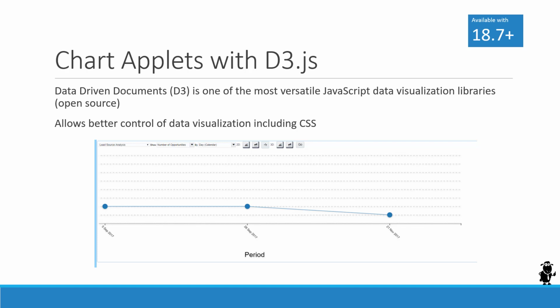On the JavaScript side of 18.7, Oracle provided the library called D3, or Data-Driven Documents, which is one of the most versatile JavaScript libraries and very well known in the industry as being one of the best data visualization libraries. This open source library is now included with Siebel versions 18.7 and higher, and is used out of the box for browser-side rendering of the chart applets and allows better control for customization.